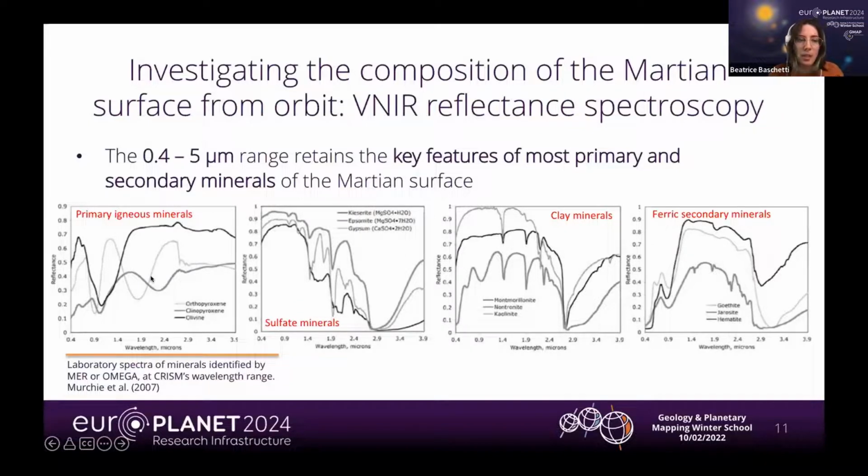So every type of mineral has its own spectrum with different absorption, different bands at different wavelengths. So this spectrum is a unique fingerprint of that mineral. So if we get a spectrum from, for example, the CRISM spectrometer, and then we compare that spectrum with a laboratory spectrum, and if they match, we can conclude that we are observing the same minerals.